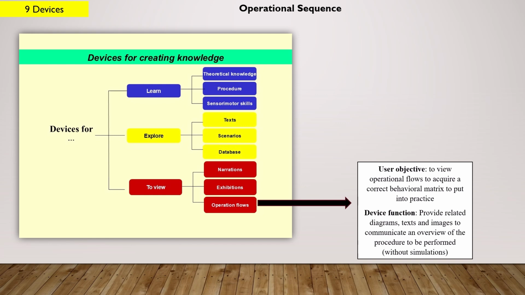Operating sequence device. User objective: to view operational flows to acquire a correct behavioral matrix to put into practice. Device function: to provide related diagrams, texts, and images to communicate an overview of the procedure to be implemented, without simulations.